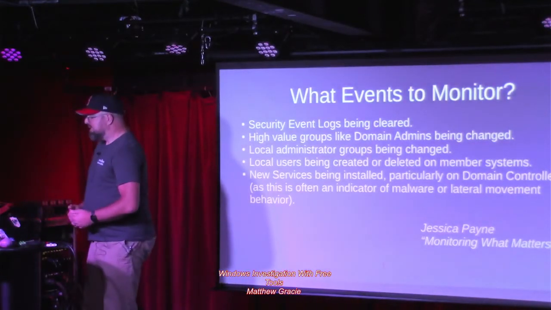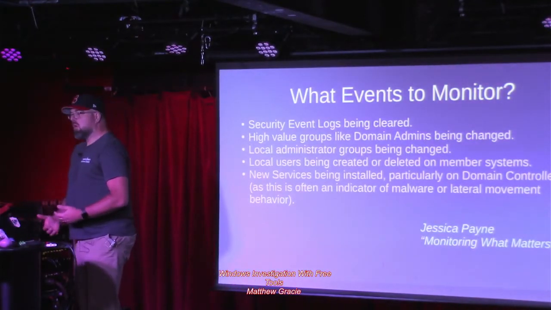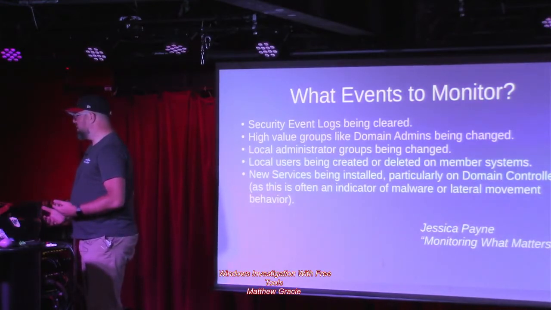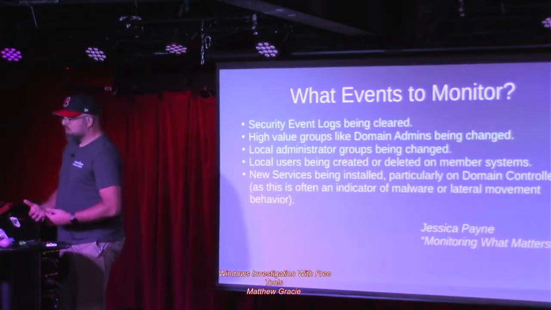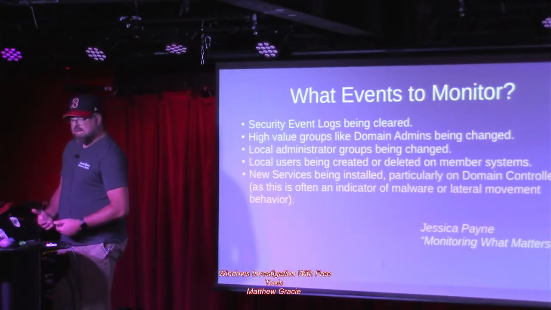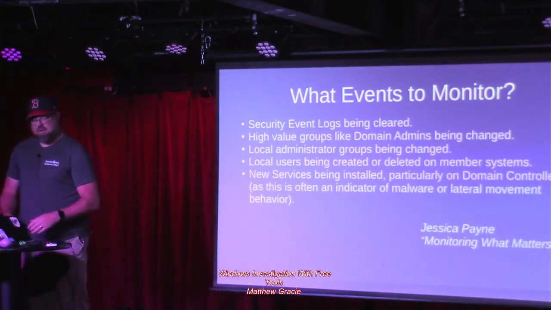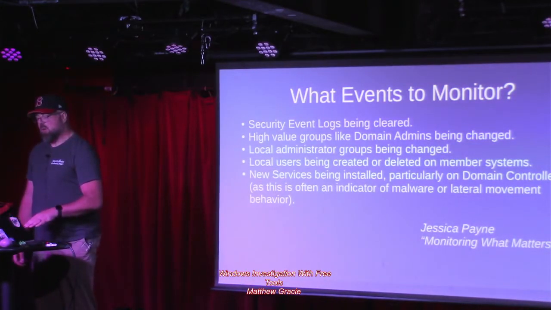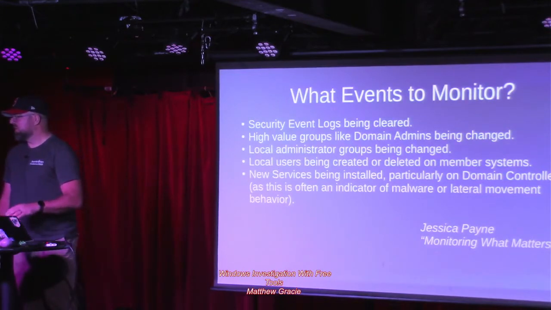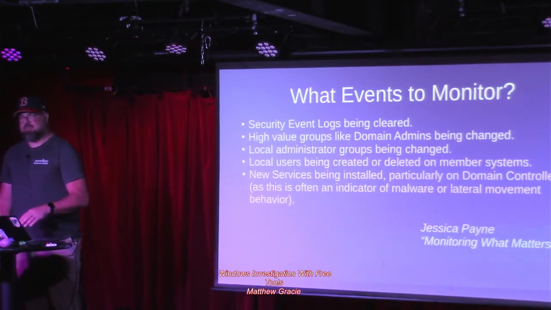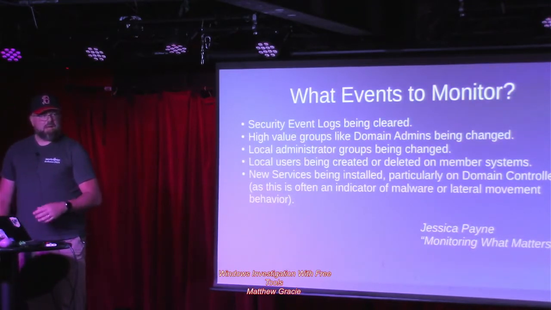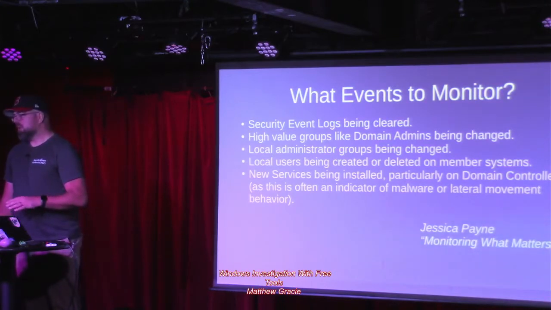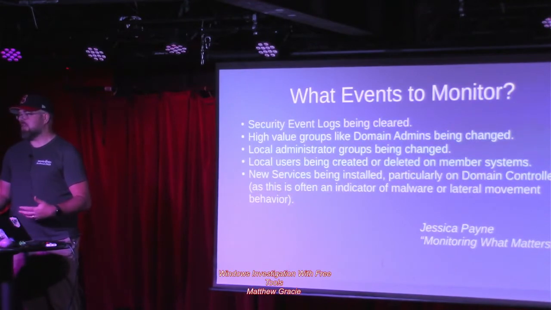So when you're trying to decide what you're going to collect, what sort of data would be useful to alert on or to investigate on, there's a lot of good resources out there. This is from a paper called Monitoring What Matters by Jessica Payne. I think it was released at a Microsoft conference in 2015, 2016. It was a few years ago. I would still recommend Googling for it because there's a lot of useful information in there about how the architecture works and how you can set it up in a lab.